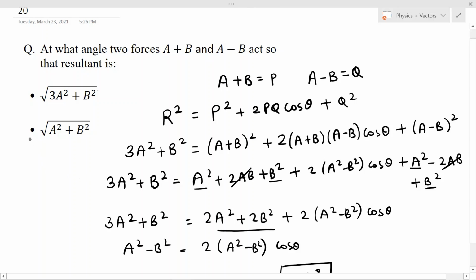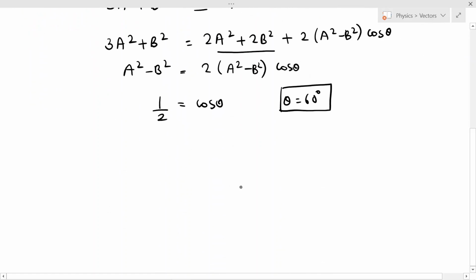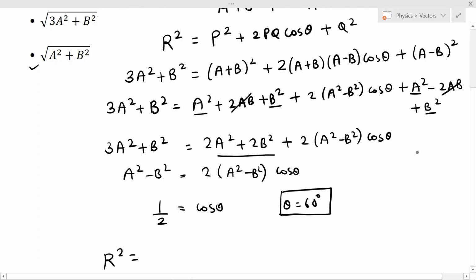Now let's take this case. The resultant is square root of A square plus B square. So again let me write the resultant, R square is equal to P square. But now let's take the answer from here directly, because we have already worked out that. So this becomes 2A square plus 2B square plus 2 times A square minus B square into cos theta.